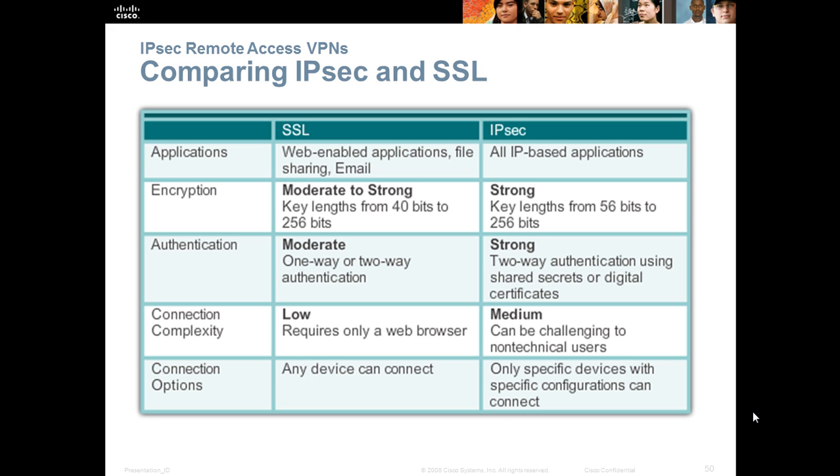Comparing IPsec and SSL. When it comes to applications, SSL supports web-enabled applications, file sharing, and email, and IPsec supports all IP-based applications. Encryption: SSL supports moderate to strong key lengths from 40 bits to 256 bits, and IPsec's key length is from 56 bits to 256 bits. When it comes to authentication, SSL supports moderate one-way or two-way authentication, and IPsec supports strong authentication by providing two-way authentication using shared secrets or digital certificates.